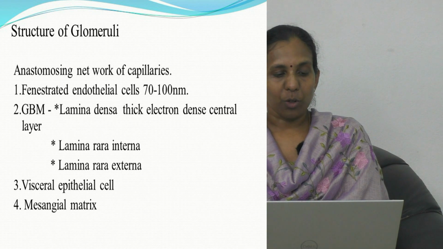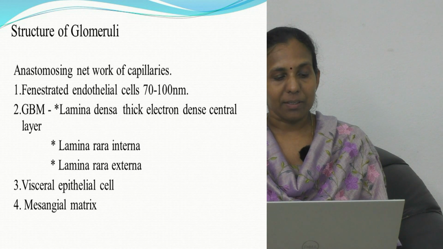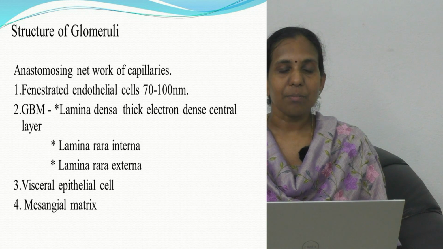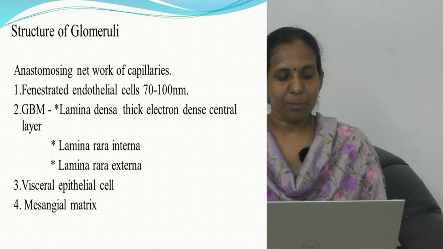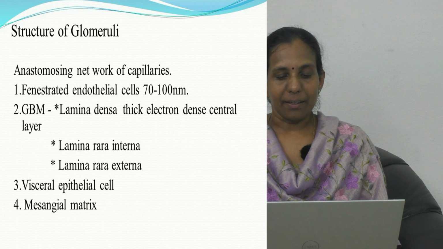The structure of the glomerulus is composed of an anastomotic network of capillaries, the fenestrated endothelial cells, visceral epithelial cells, mesangial matrix and the glomerular basement membrane. The glomerular basement membrane has three layers: lamina densa, lamina rara interna, lamina rara externa.